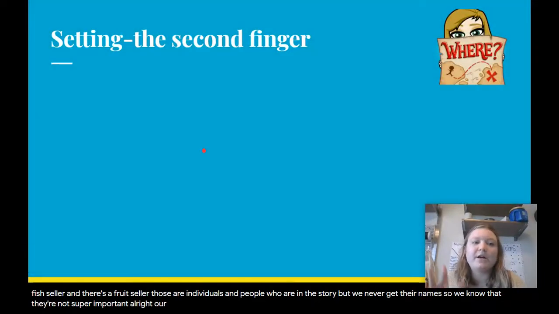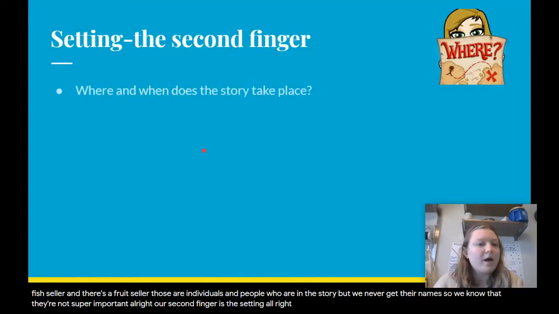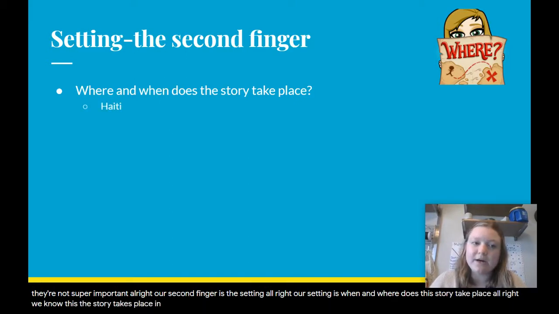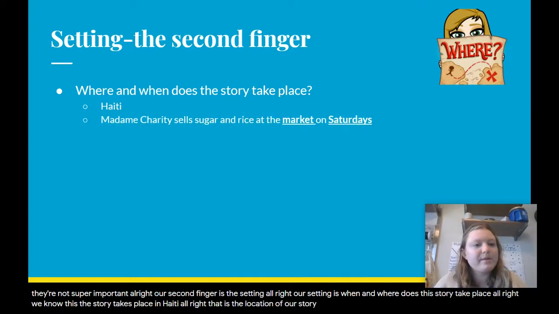All right, our second finger is the setting. Our setting is when and where does this story take place? Well, we know that this story takes place in Haiti. That is the location of our story. And we know that Madame Charity sells rice and sugar at the market on Saturday.